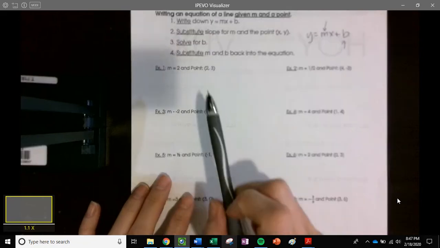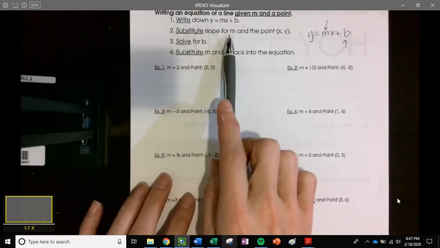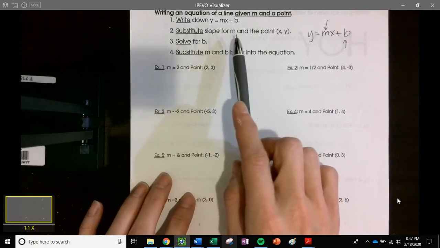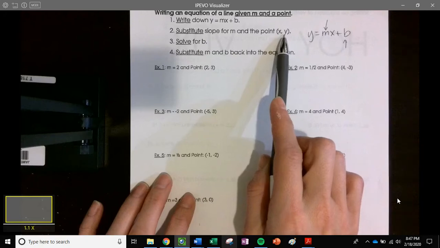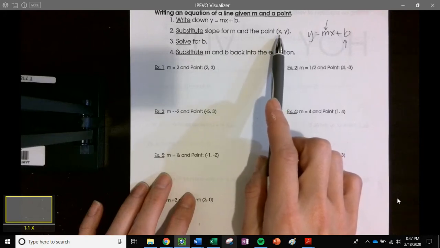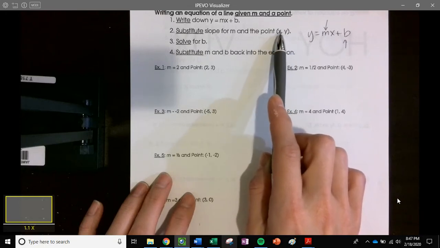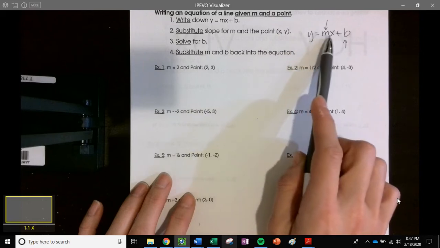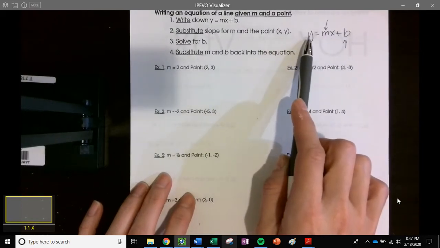So when we are figuring this out, the steps are right here in your notes. You are going to substitute the slope for m, and you will substitute the point for x and y. Well, what does that mean? If you are given a point, you know that the first number is the x value and the second number is the y value. Whatever you're given first in the point, you will plug in for the x, and whatever you're given second in the point, you will plug in for the y.